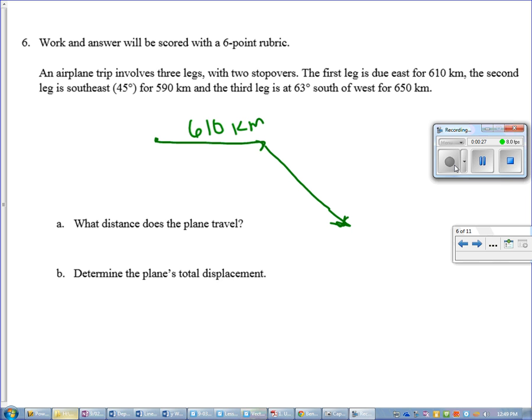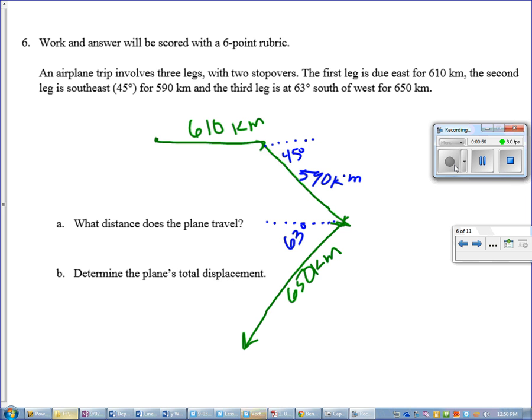So this angle here is a 45-degree angle, and the magnitude of this second vector is 590 kilometers. Then the third leg of the trip, we're going to go south of west 63 degrees for 650 kilometers. I'm going to label that angle on the south side of west 63 degrees.